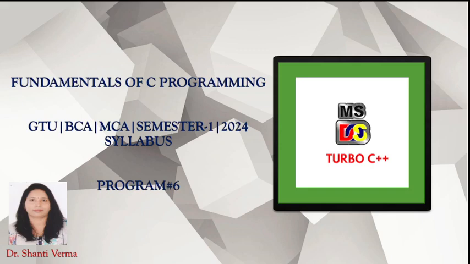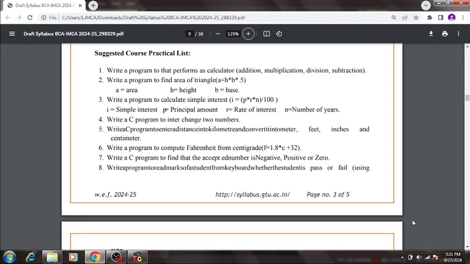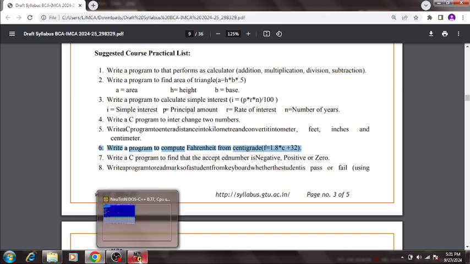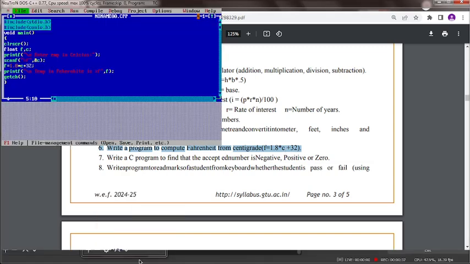In this video lecture, I am going to discuss program number 6 mentioned in the GTU BCA program list. So let's first discuss what the program is. The program is to convert a temperature that is given in centigrade into Fahrenheit using the given formula. So for that I have to write a program.